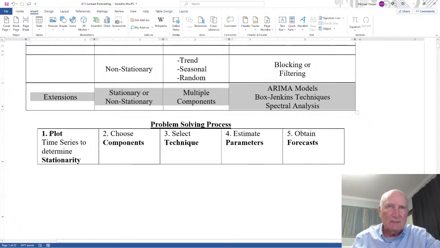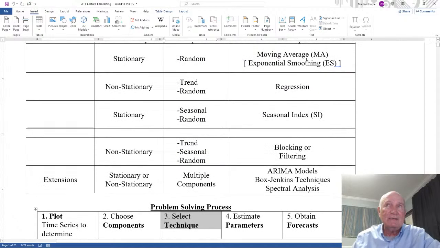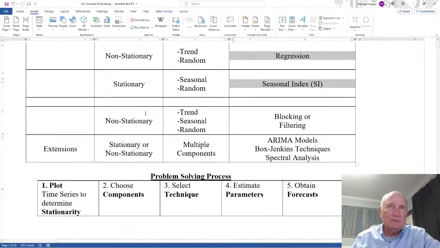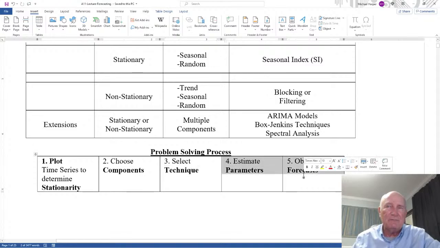First, always plot the time series to determine the stationarity. Second, choose your components. Plotting the time series and choosing your components pretty much go together. Once you have the determination of stationarity and you've chosen your components, then select your technique. And here's where people make mistakes. They first start with a technique, and that technique may not be the right technique for a certain set of components or stationarity. So first determine what type of time series you have, what type of components you have, and then select your technique. And then estimate your parameters and then obtain your forecasts.